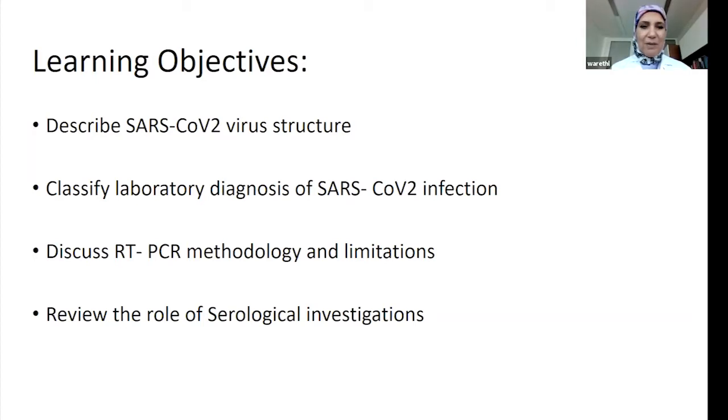We'll talk a little bit about the virus, and then in broad terms, the classification of tests that are available for us to diagnose SARS-CoV-2 infection, which is basically the PCR and serology. And I will try to quickly go over the pros and cons of each of them.